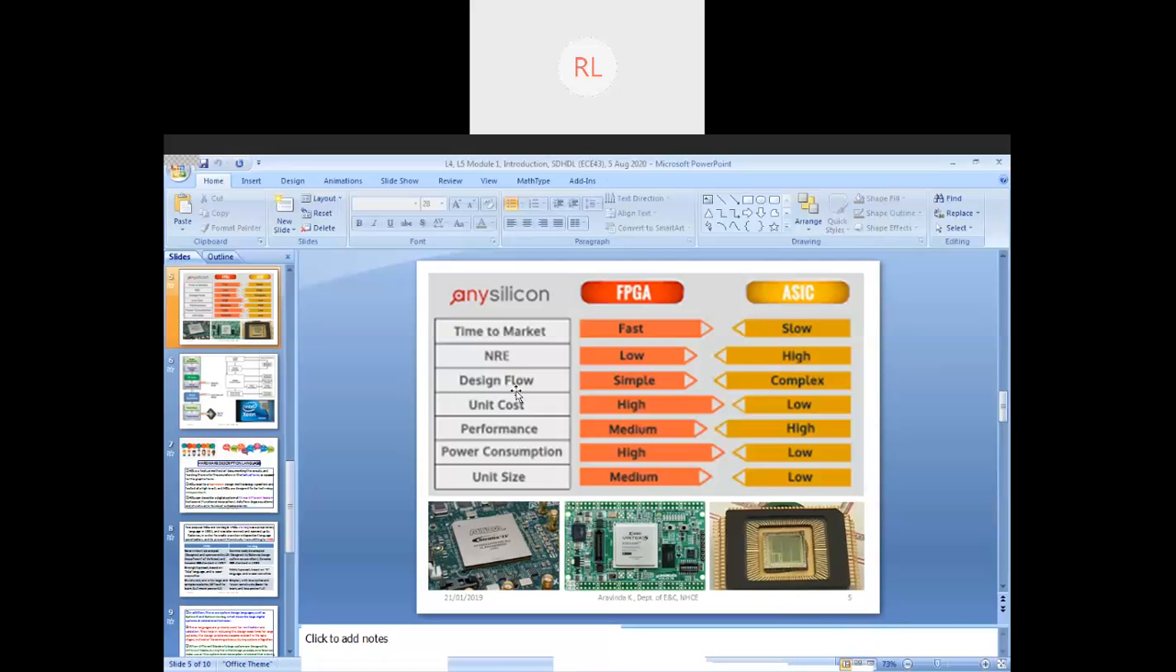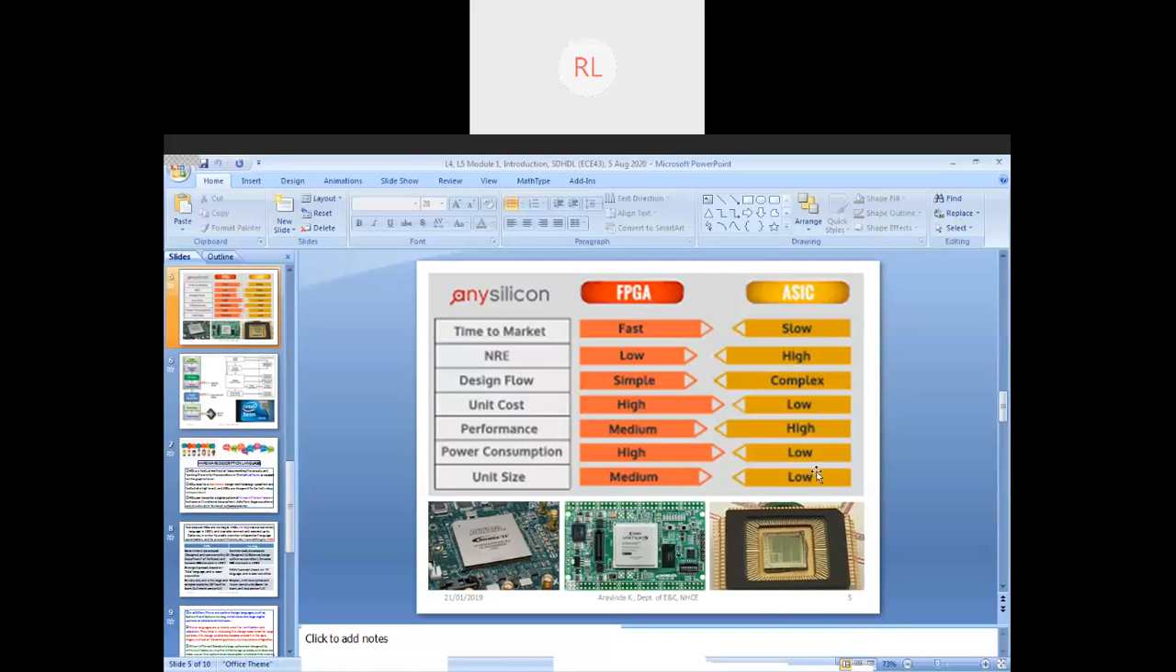Then you have something called NRE, which is non-recurring engineering cost. In ASICs you do have higher. Why? Because you are custom designing it, right? Here it's going to be very low because you're just using off-the-shelf materials. The design flow is going to be simple here, and here it's going to be complex. Accordingly, you can see with respect to unit cost, with respect to performance, as I told you yesterday, the performance of ASICs is significantly higher. Whereas for FPGAs, it is not as high as ASICs. That's because we don't custom build it, right? We just use components which are built by someone and then we try to assemble them.